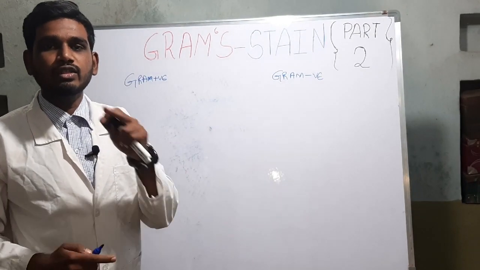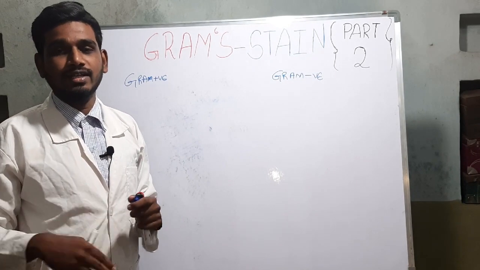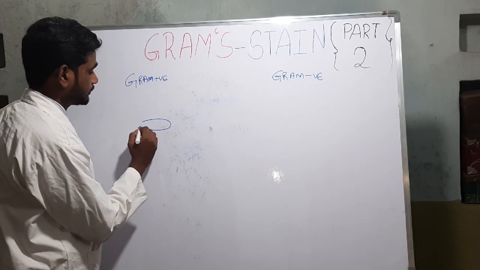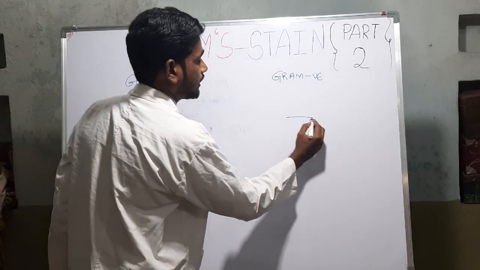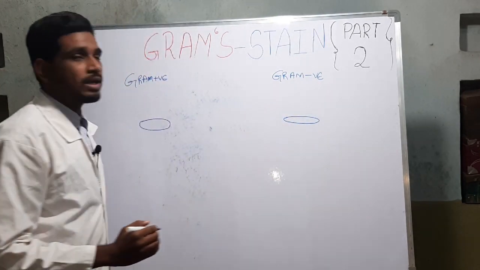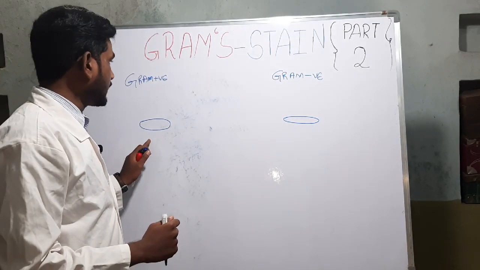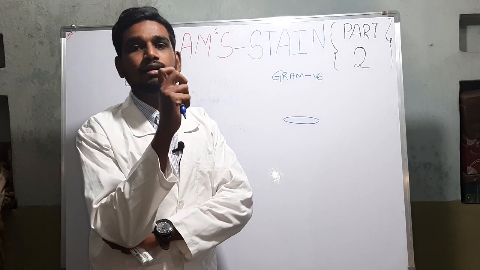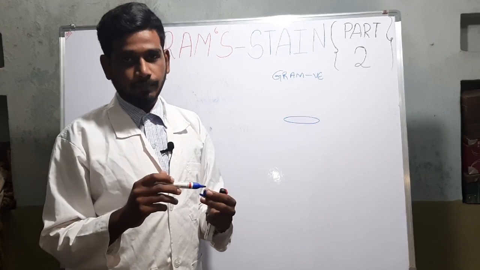The first similar thing which is present in the gram positive cell wall as well as in the gram negative cell wall is the cytoplasmic membrane. The cytoplasmic membrane is present in the gram positive cell wall as well as in the gram negative cell wall.